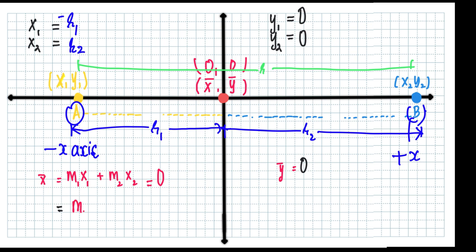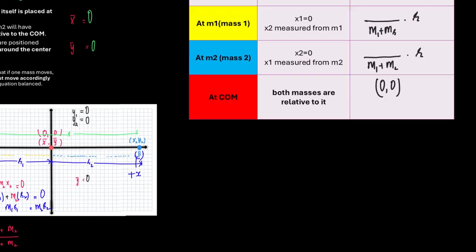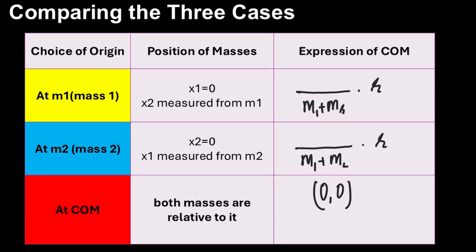right? What we get is m1 into, what is x1? x1 is minus r1 plus what? Plus we have m2 into, what is x2? x2 is plus r2. And what is this equal to? Equal to 0. And therefore what we get is m1 r1 is equal to m2 r2. Okay? So that's how we get these three cases.